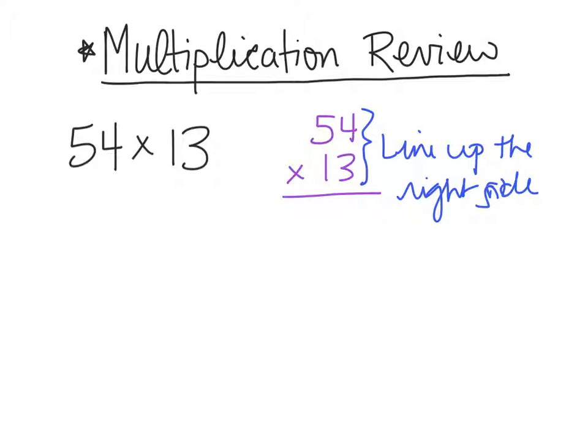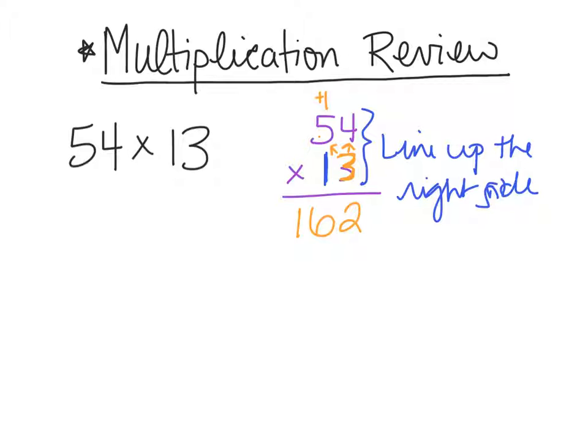From there, we start multiplying. We always start with the number closest on the right, so I'm going to start with my 3. I multiply the 3 by my 4, which is 12. So I put down my 2 and carry a 1. Then I multiply 3 by 5, which is 15, and then I add the 1 that's on top, and I get 16.